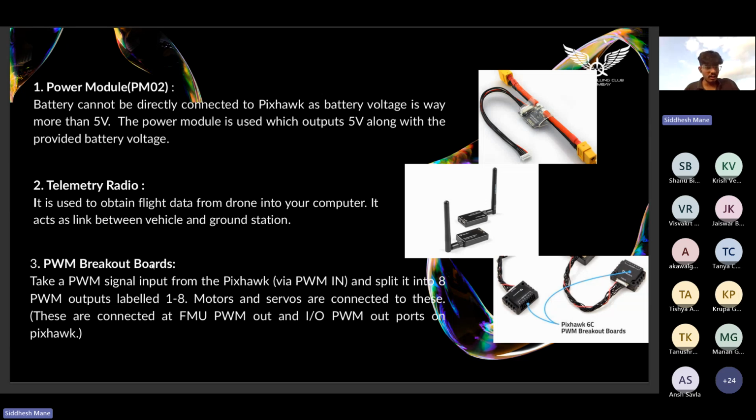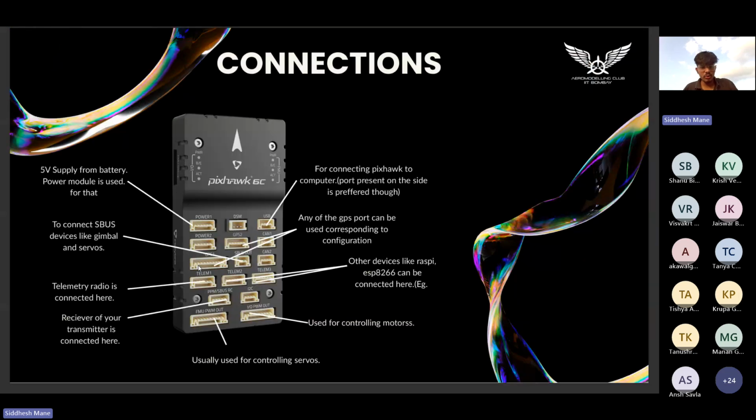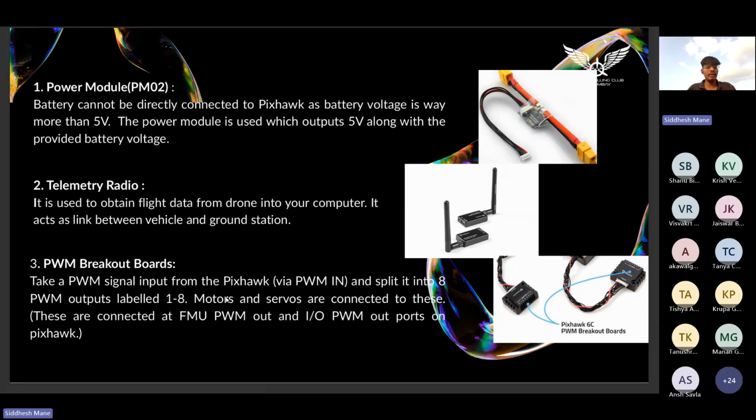So next is PWM breakout port. As you saw here, there are 2 ports, FMU PWM out and IO PWM out. So we connect PWM breakout ports here. These are like small boards on which there are 8 pins. So you can connect up to 8 motors or 8 servos here. So that was about PWM breakout ports.